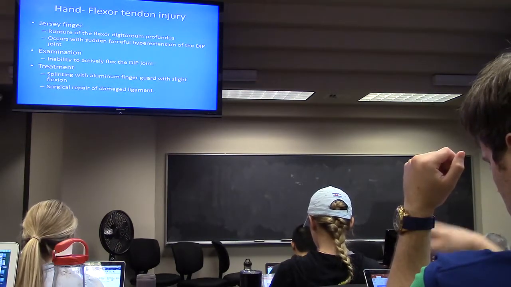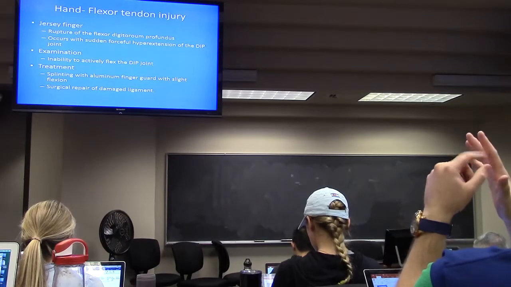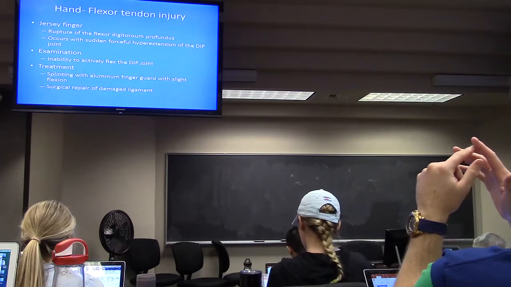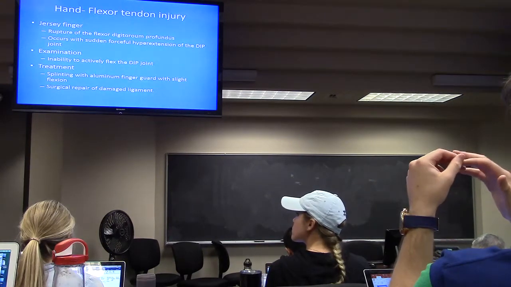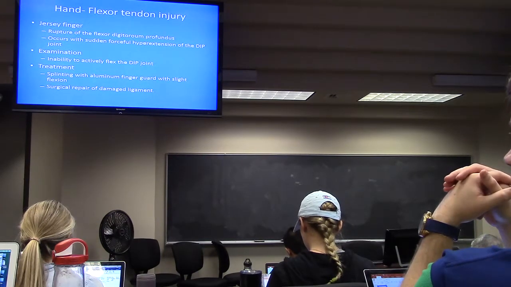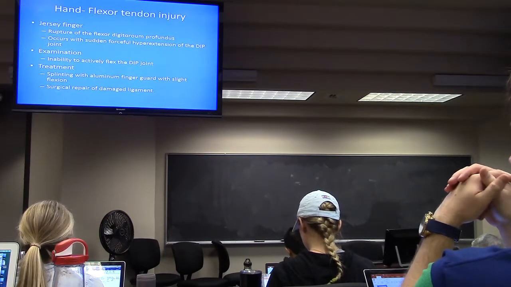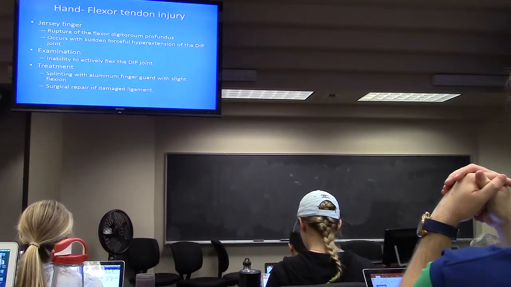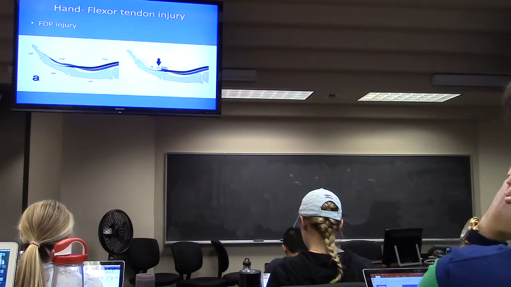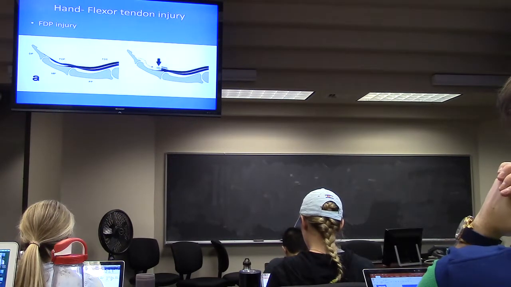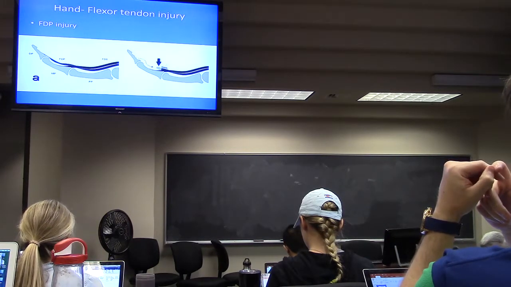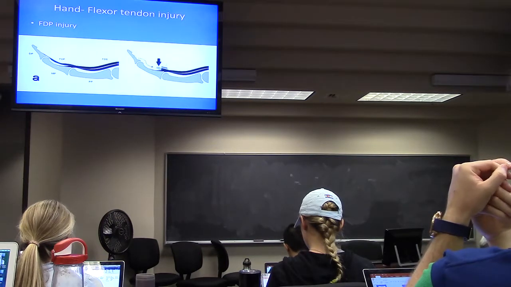Jersey finger, so this is going to be rupture of the flexor digitorum profundus. This occurs with forceful hyperextension of the DIP joint. Jersey finger is typically associated with somebody trying to tackle a football player. They grab their jersey and then that football player rips it away, so you have that forceful hyperextension. Again, treatment, splinting with aluminum finger guard splint, surgical repair if there's damage to the ligament. You can see here FDP, flexor digitorum profundus. You can see where that tendon is ruptured and how it starts to slowly slide back.